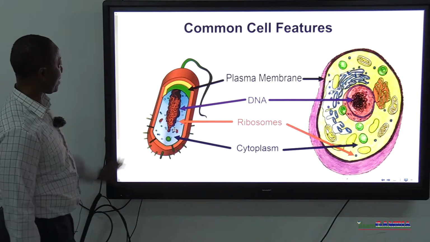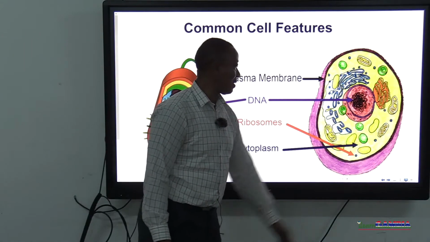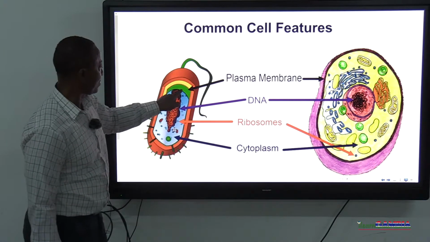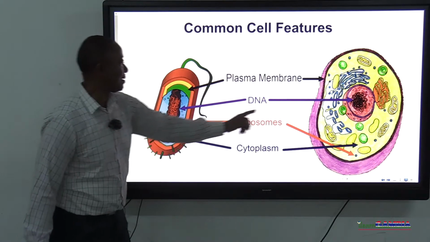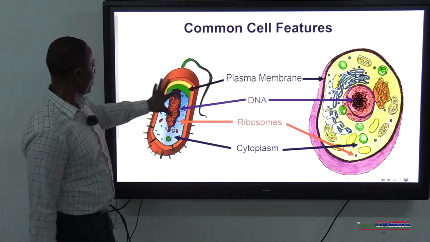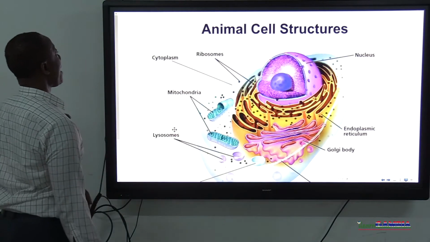So here we look at them. Here is prokaryotic, and here is eukaryotic cell. So the plasma membrane or cell membrane, both of them, DNA and ribosomes for making proteins, and plus the cytoplasm, the gel in which they are actually living.